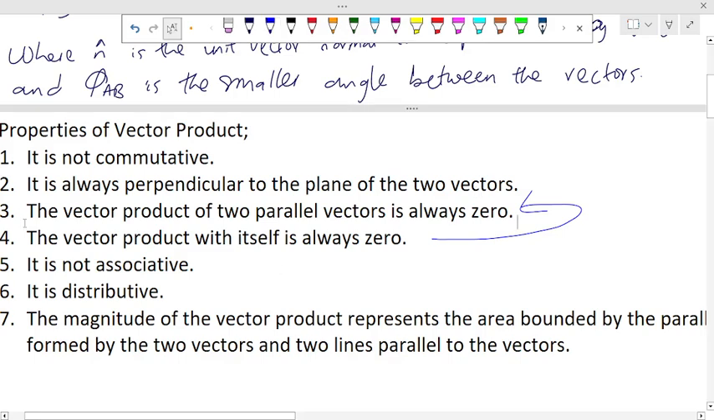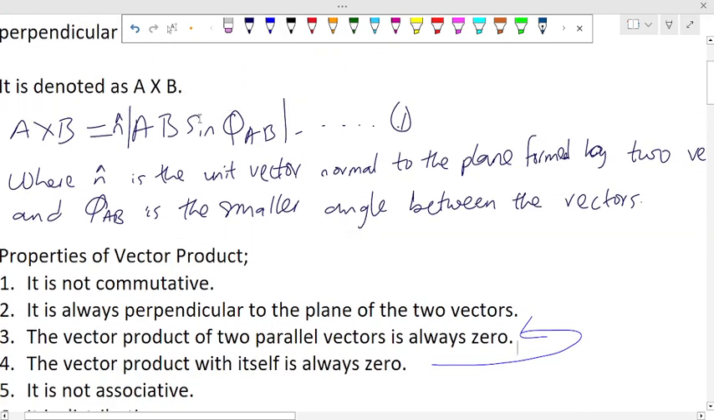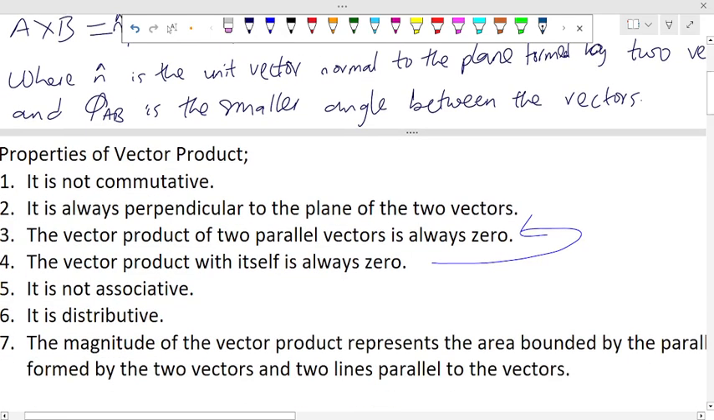When a vector crosses itself, just think about it. What is the angle between one vector and the same vector? There's no angle between them. So the angle between a vector and itself is 0. Of course, sine 0 is 0, which is why I said the fourth property is likened to the third property.